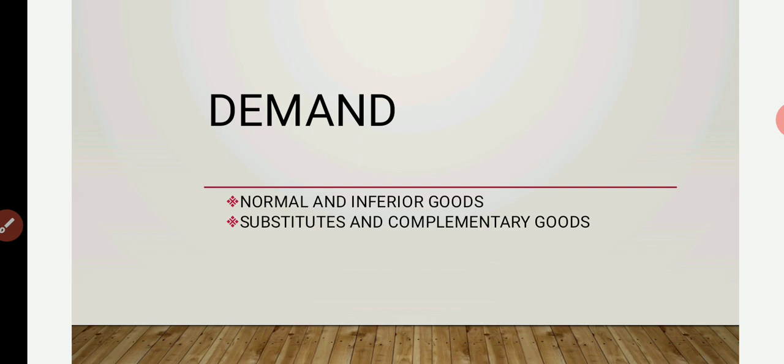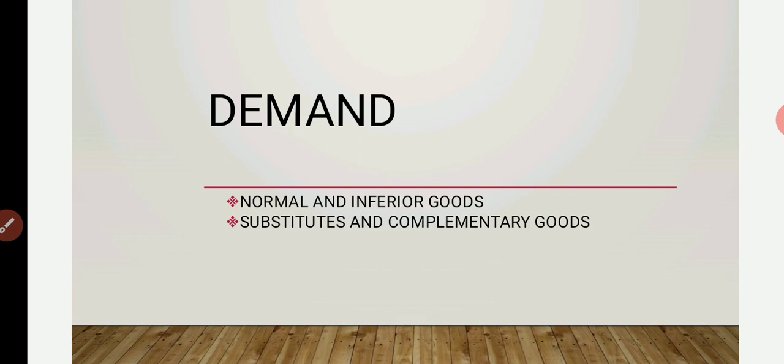So here we have the four determinants of demand. The four determinants are price of the related goods, income of a consumer, taste and preferences. And the first one, the most important determinant, is price. We discussed the relationship between demand and price in the law of demand.